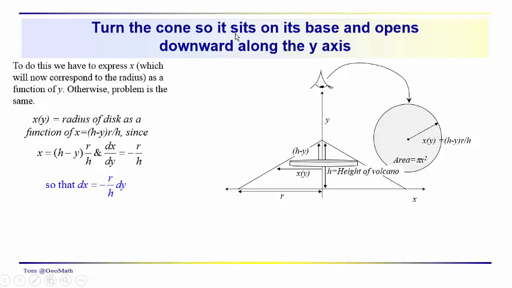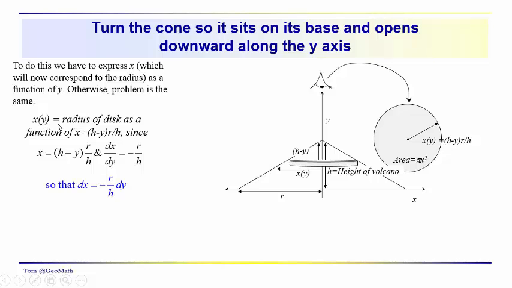So to turn the cone so that it looks a little bit more like a volume, we could do the same thing, except we're going to have the cone sitting on the x-axis. So x then corresponds to the radius, and it's a function of y. So otherwise the problem is the same.